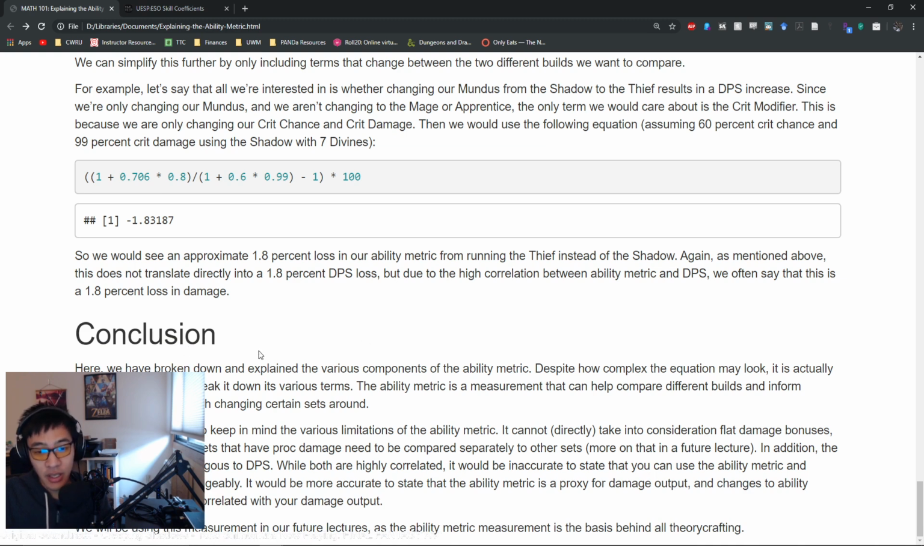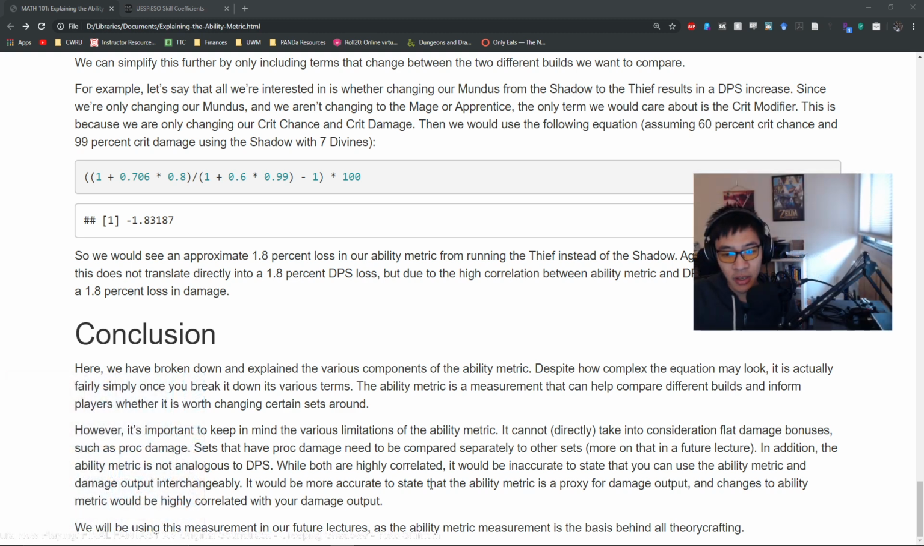So the conclusion here, sorry, it's a little bit shadowed here, so let me just move where I am. You guys can see it. But the conclusion basically is that we've broken down the various components of the ability metrics. We've shown how you can use it to basically compare different builds with each other.